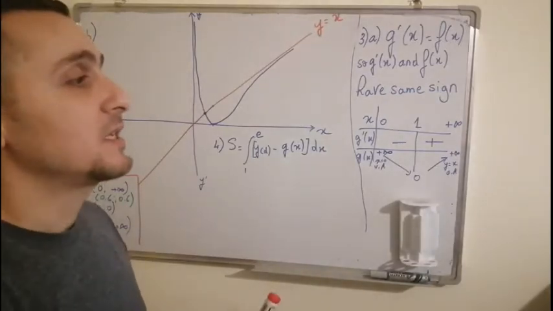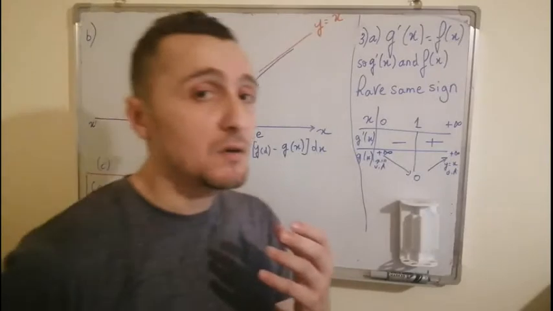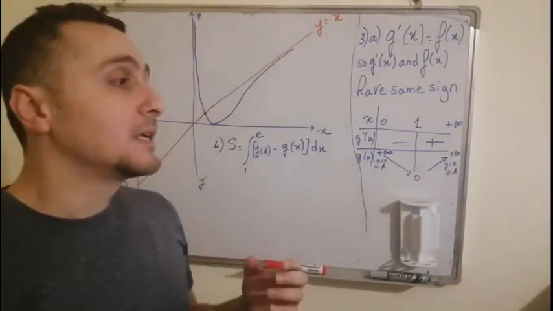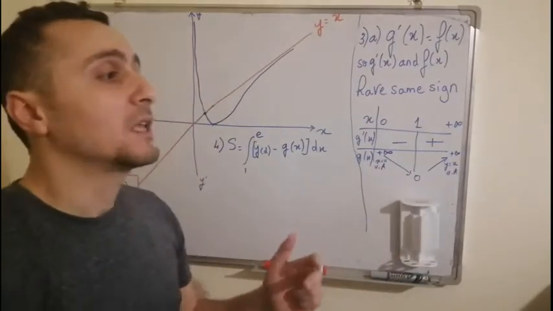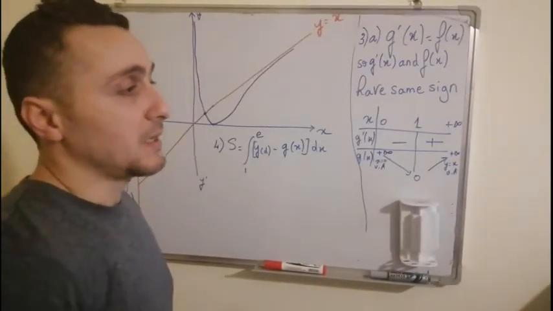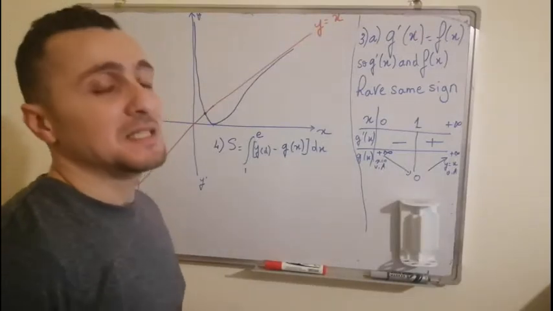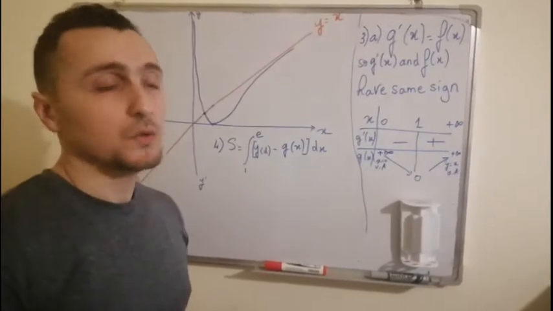Question number 4. Let S be the area of the domain bounded by the curve C, the straight line D, and the lines of equation x equals 1 and x equals e. Prove that S is smaller than e squared minus 1 divided by 2 unit square.